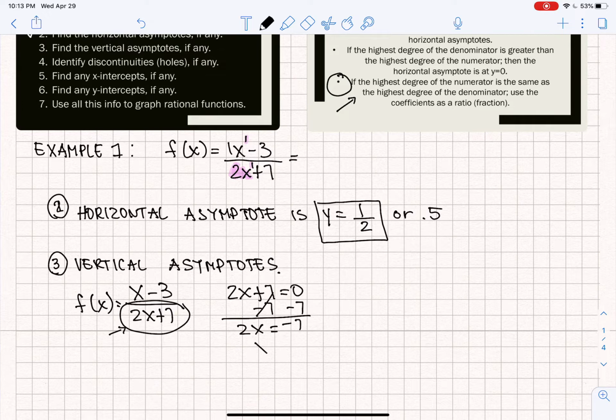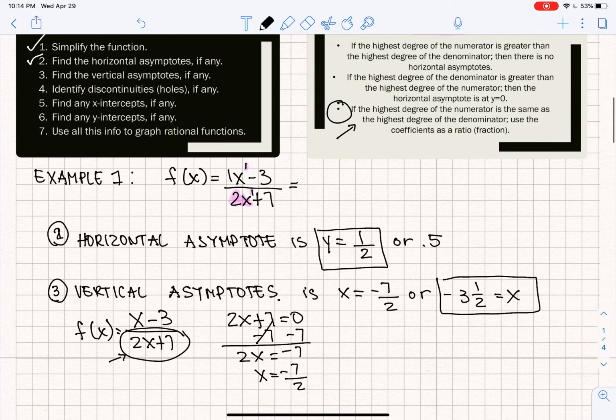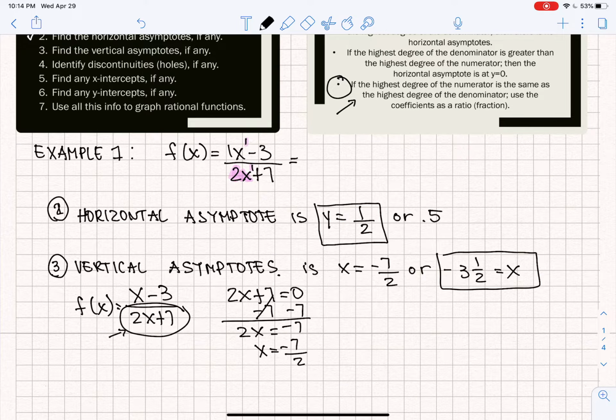Here we have a vertical asymptote at negative 7 over 2. So my vertical asymptote is x equals negative 7 over 2, or negative 3.5. That's where our vertical asymptote is going to be, and that's all we're going to do for these.